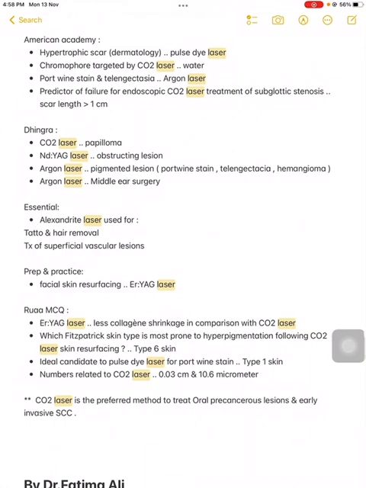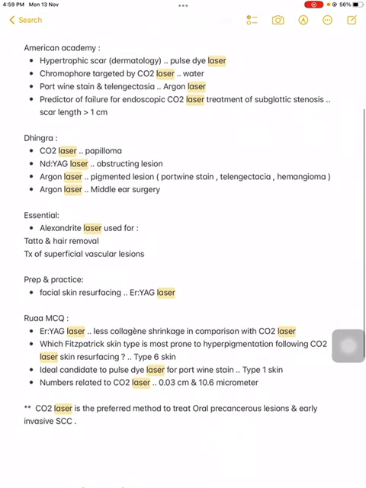Numbers related to CO2 lasers we said before: 0.03 centimeter or 0.3 millimeter, this is the depth of penetration. 10.6 micrometers is the wavelength, or 10,600 nanometer. You should know that the diameter of blood vessel that can be coagulated by CO2 laser is 0.5 millimeter.